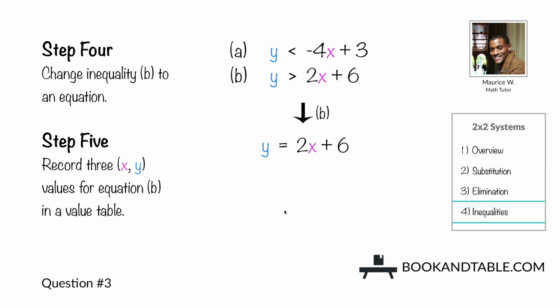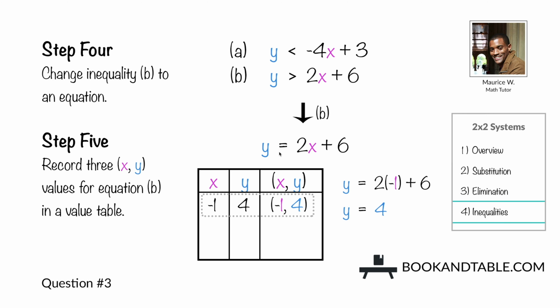So step 4, change inequality B to an equation. In step 5, record 3 xy values for equation B in a value table. So when x is -1, y is equal to 2 times -1, which is -2. -2 plus 6 is +4. So the first point is x is -1, y is 4.